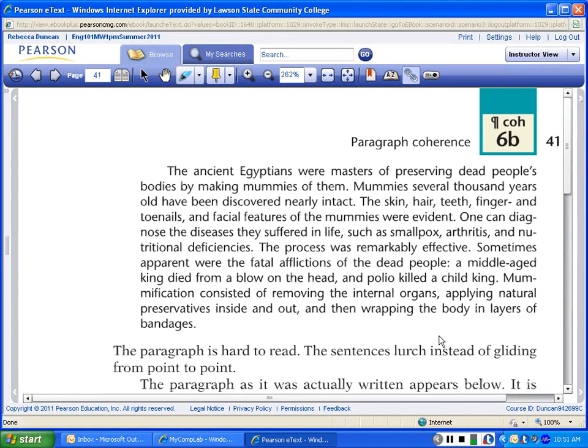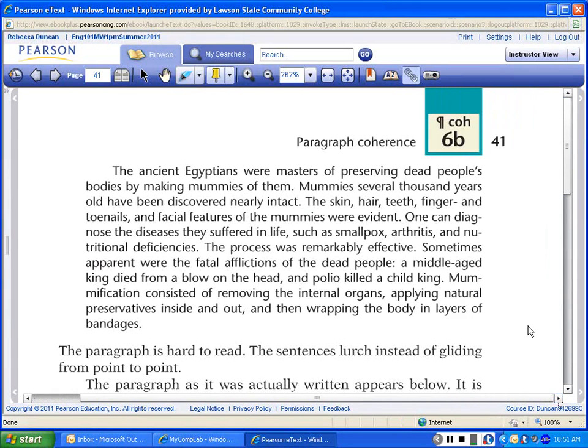The next quality that a paragraph must have is coherence, and that's similar to being clear, making sense. It starts with good grammar and good spelling, but your paragraph organization matters. Take this paragraph: the sentences have unity. It's all about making mummies, but it's very difficult to follow. Let me read along as I go.